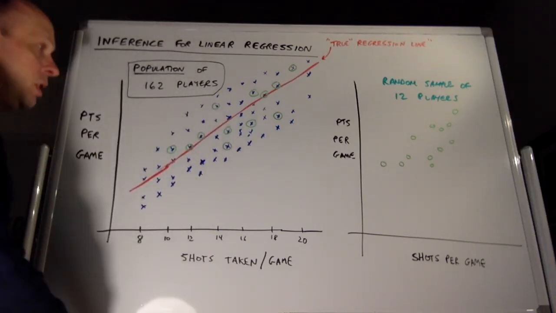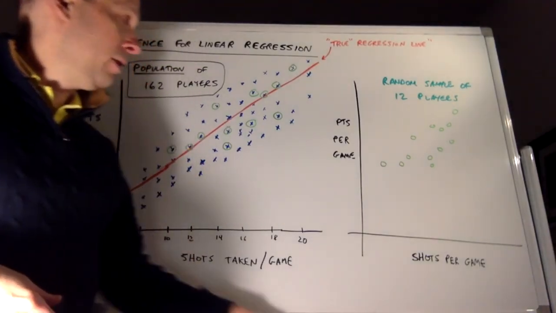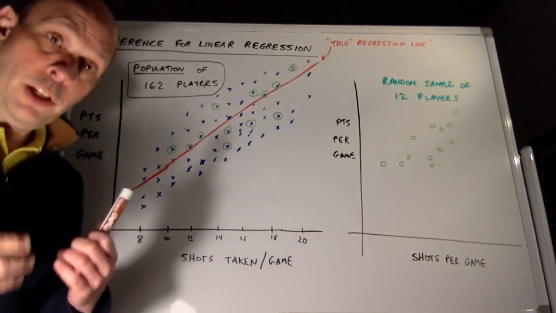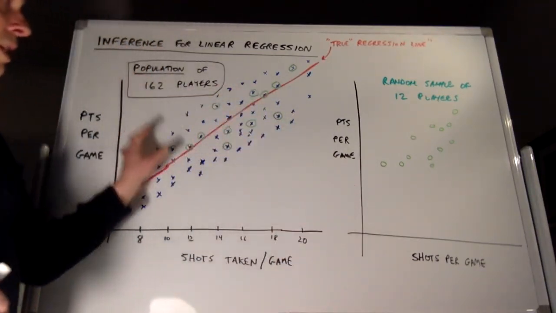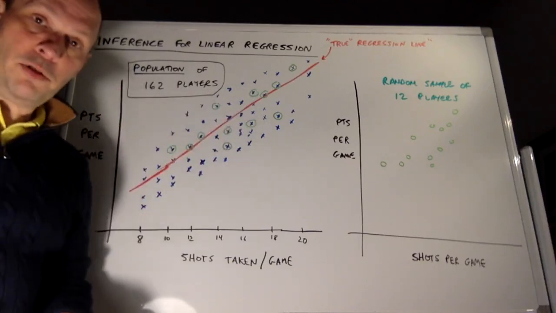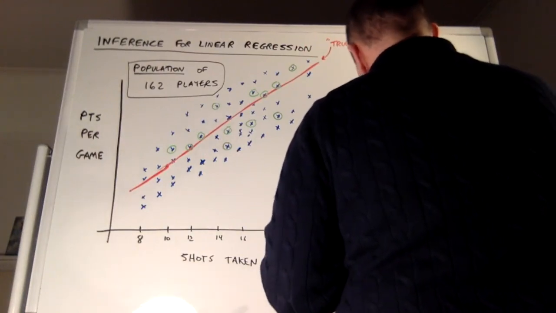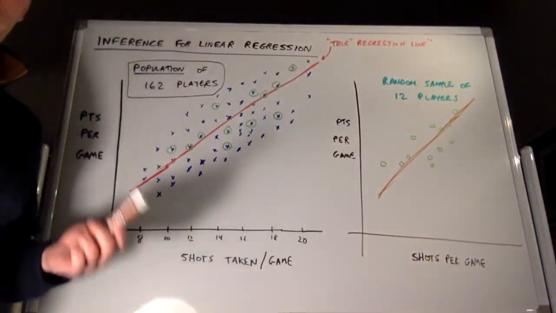Now, will your sample have the same exact regression line as the population? And the answer is no, it won't. But it should be relatively close because you're randomly sampling, so it's a representative sample of all of these 162 points. So whatever this regression line turns out to be, it should be not identical to what we're calling the true regression line, but it should be similar to it.